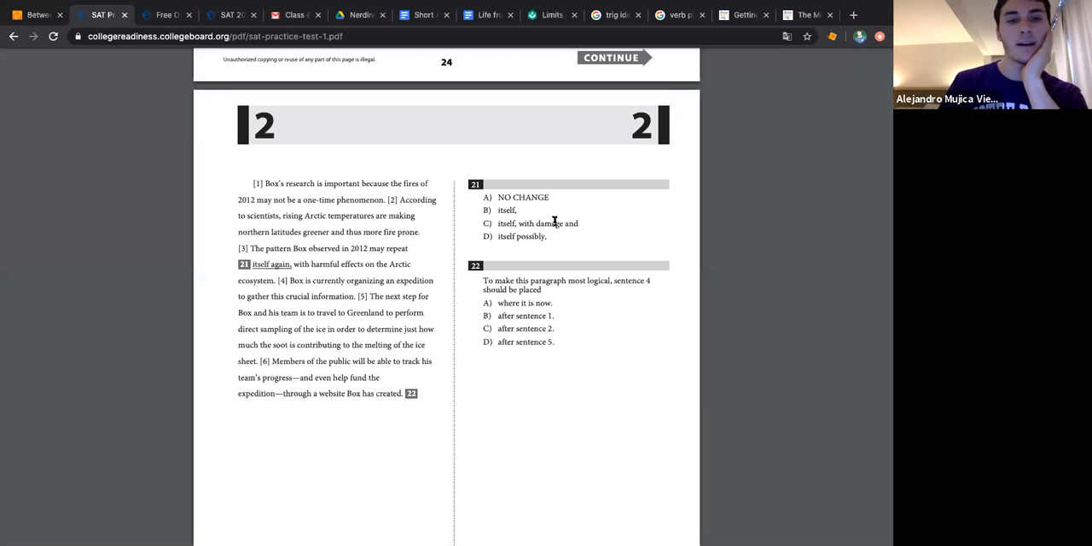That's B. And then we have the big bad question. To make this paragraph most logical, sentence 4 should be placed. Okay, so for this one, I'm gonna go ahead and try to condense the key ideas for the sentences that matter here. So, sentence 1.